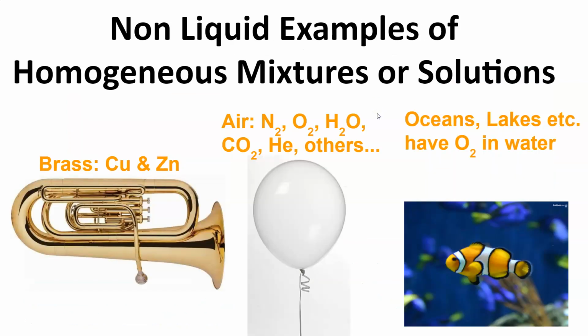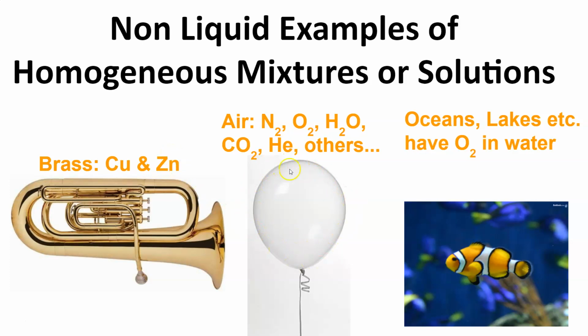Now, I wanted to give you some examples of homogeneous mixtures that don't involve just liquid solutions. The reason I want to do that is because a lot of times when we give examples, we often just focus on things where you're mixing things in water. But there are other examples of homogeneous mixtures, like brass. Brass is a homogeneous mixture of copper and zinc. We call those types of mixtures metal alloys.